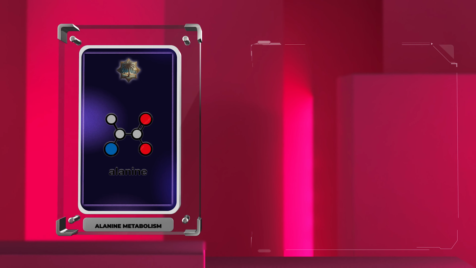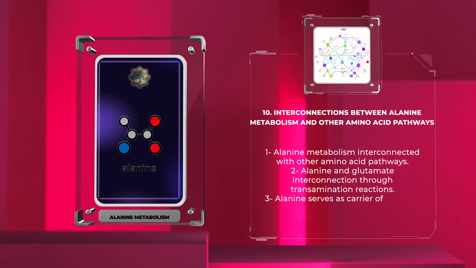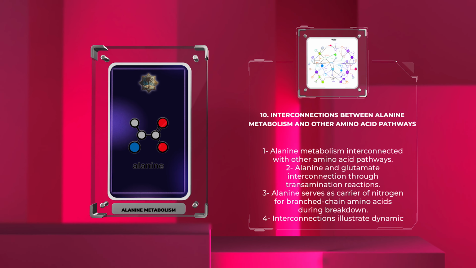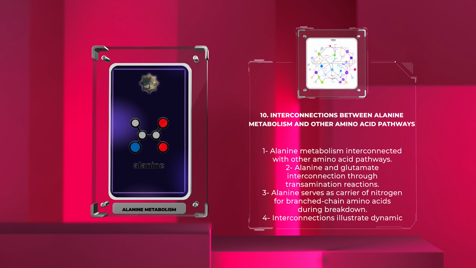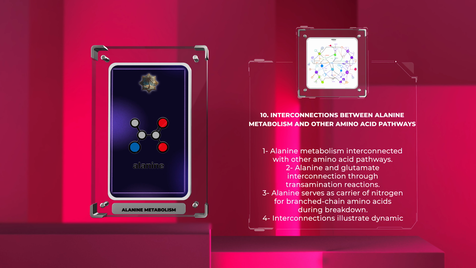Alanine metabolism is intricately interconnected with various other amino acid pathways, highlighting the complex network of amino acid metabolism. These interconnections allow for the synthesis, breakdown, and conversion of amino acids to meet the diverse metabolic demands of the body. One notable interconnection is the relationship between alanine and glutamate. Alanine transamination, catalyzed by pyruvate transaminase, utilizes glutamate as the amino group donor. Conversely, glutamate can be regenerated from alanine through the reverse transamination reaction.